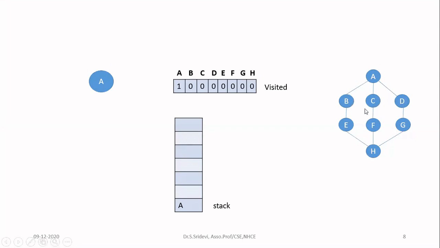Next, out of these three neighbors, you have to select one neighbor which is not visited. So let me consider the alphabetical order. So I am going to start with the neighbor B. I'll check first whether the neighbor B is visited or not. So I'll go to this visited array. In that, I will check the entry for B. Here the entry for B is 0. That means B is not visited. So you have one neighbor which is not visited so far.